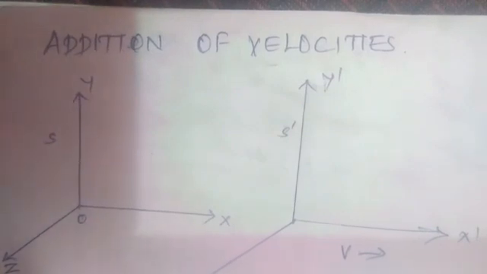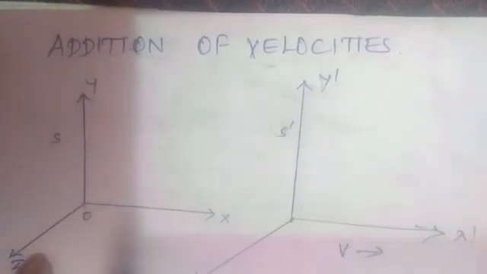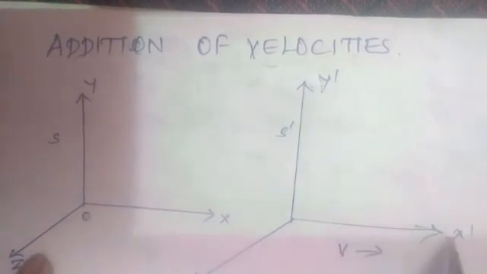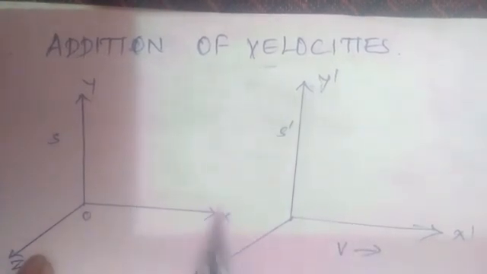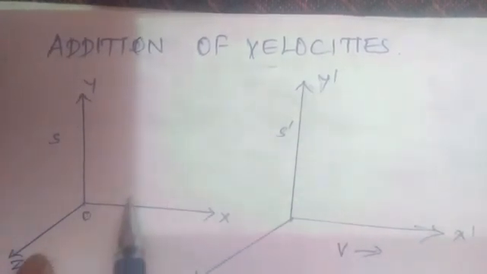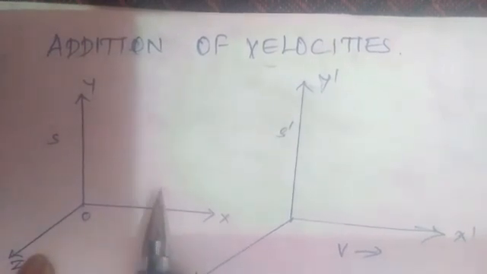Suppose a particle is moving in the common direction of the x axis. Common direction means positive directions, x and x dash. The particle is moving in the common direction of the x and x dash axis.